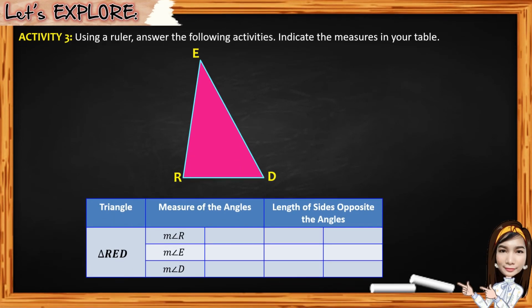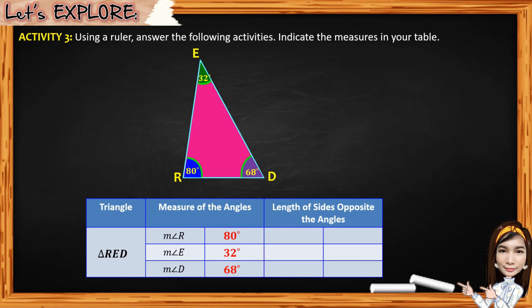Now, let's proceed to Activity 3. Using a ruler, answer the following activities. Indicate the measures in your table. In triangle RED, the measures of the angles are given. The measure of angle R is 80 degrees. The measure of angle E is 32 degrees. The measure of angle D is 68 degrees.